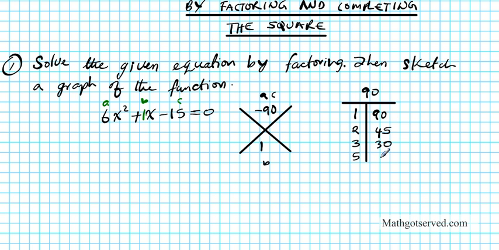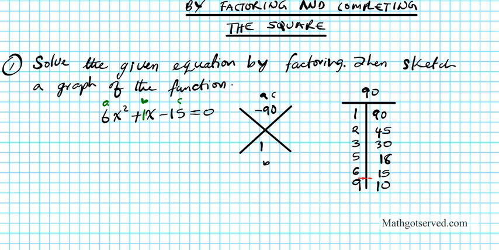5 does. 5 goes into 90 18 times. That doesn't work either, because that gives me 13 or 23, which is not what I want. What next? 6 goes into 90 15 times. This gives me 21, or if I subtract it I get 9. That doesn't work. 7 and 8 don't go into 90. 9 goes into 90 10 times. So that's all. This is everything we have.